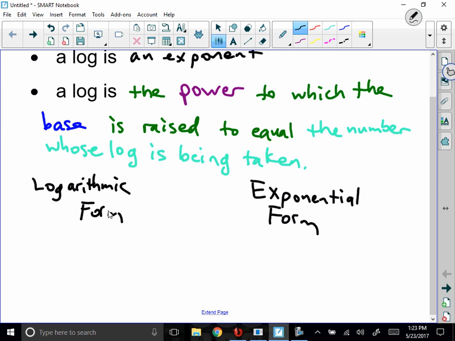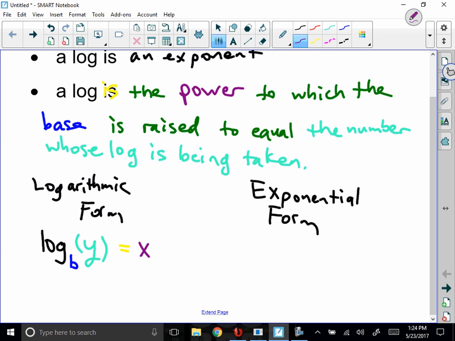So what mathematicians say is they write the word log, with a subscript of b. That's the base. The number whose log is being taken is y. And that equals the power, the exponent. A log is the power.